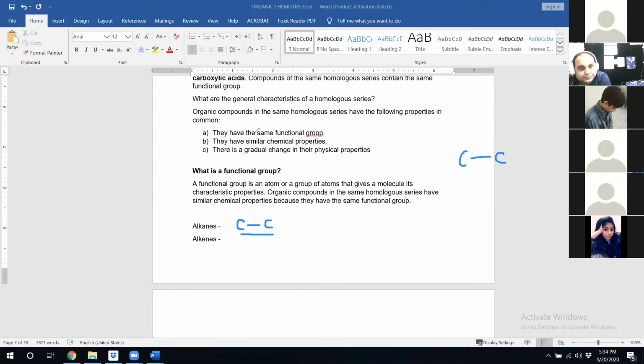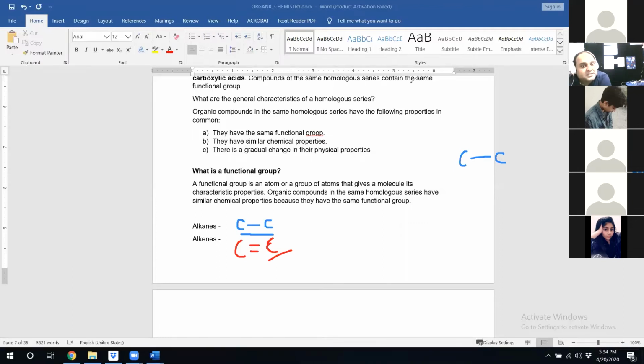Alkenes have a functional group of C double bond C. So a compound which has a C double bond C will be classified as an alkene, or it belongs to the alkene family.